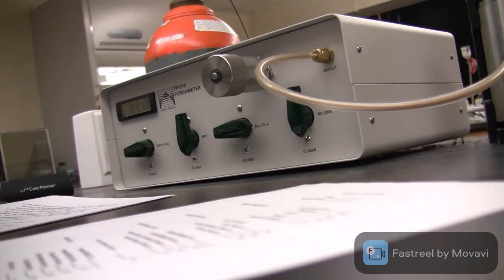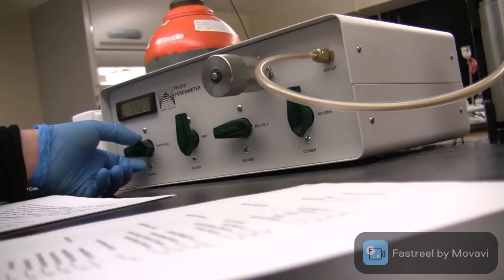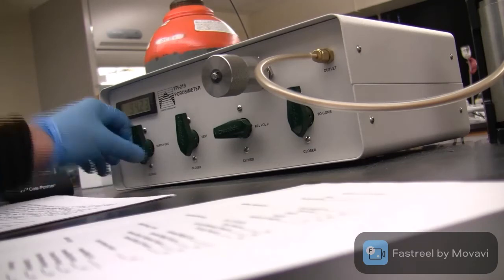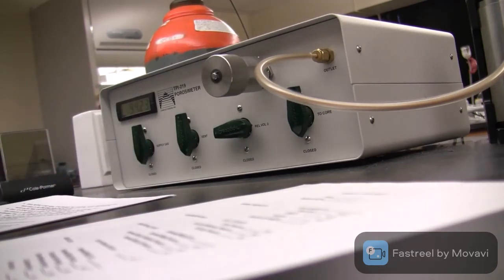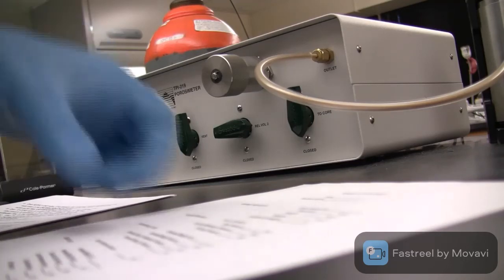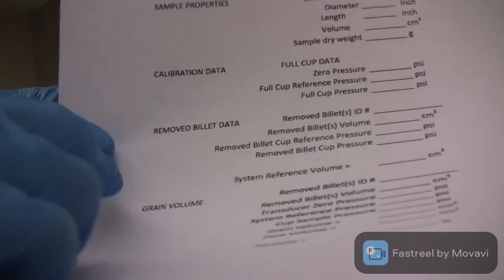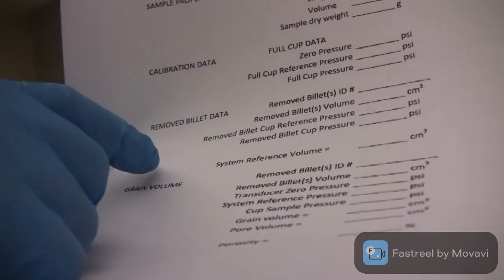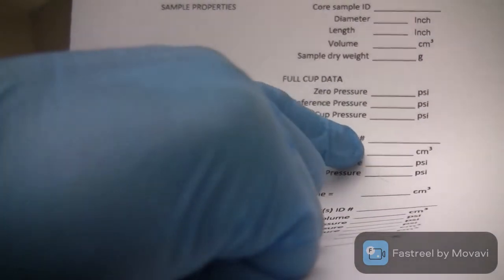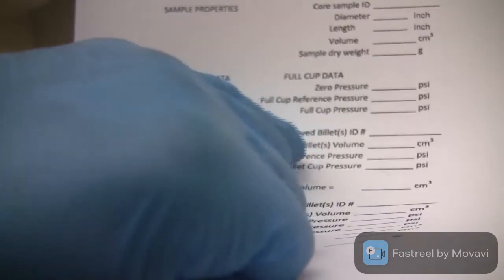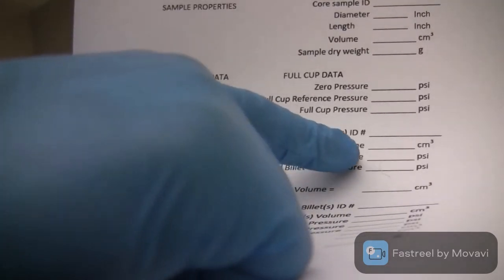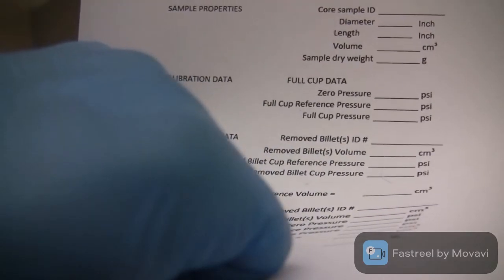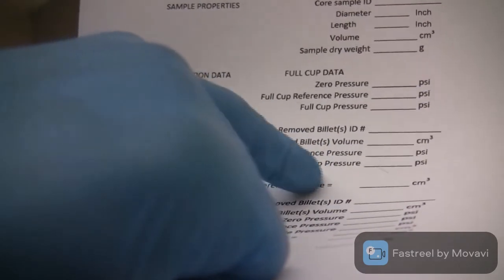Similar steps, and you record this pressure. After it stabilizes, you close your supply gas valve and wait 10 more seconds to stabilize, and then record the data under removed billet data section in your data sheet in this section. So here you record the removed billets ID number, which are the ones that we left outside, and the removed billets volume as well, and the removed billet cup reference pressure and removed billet cup pressure.